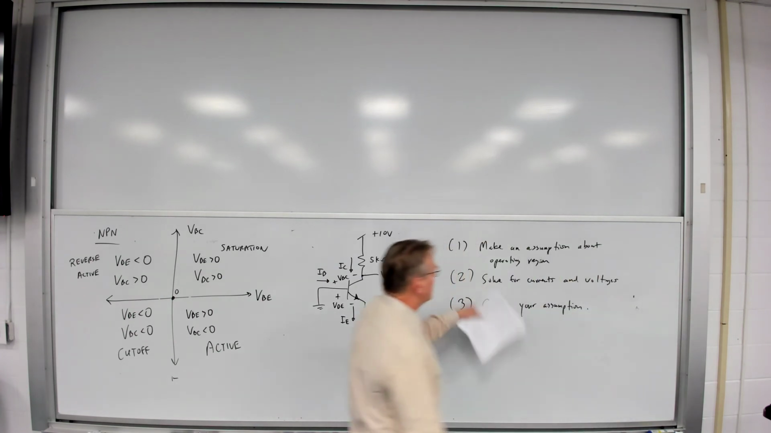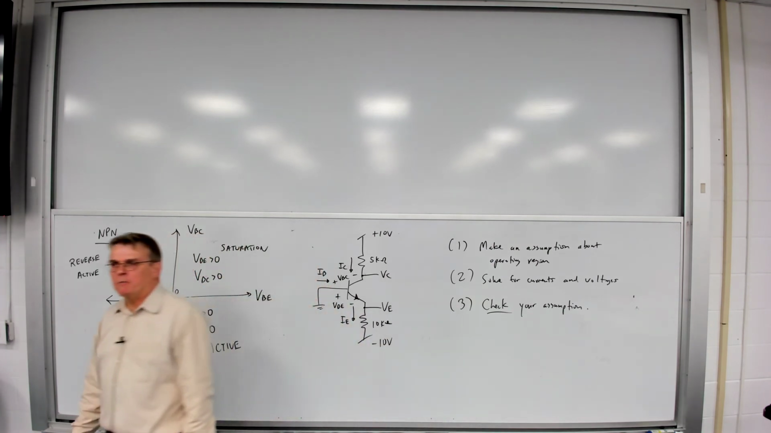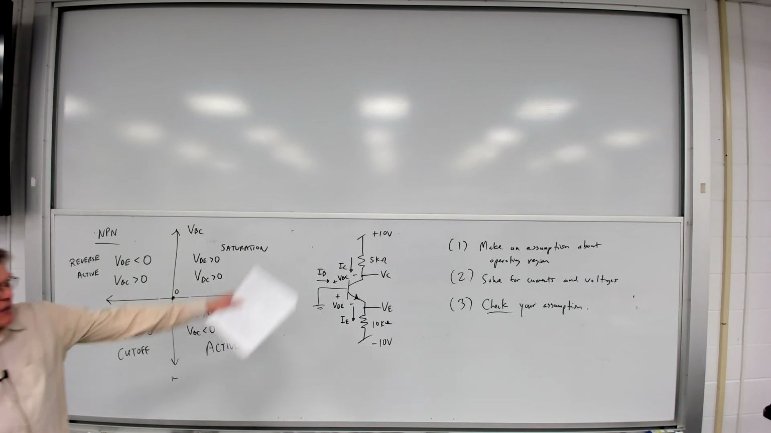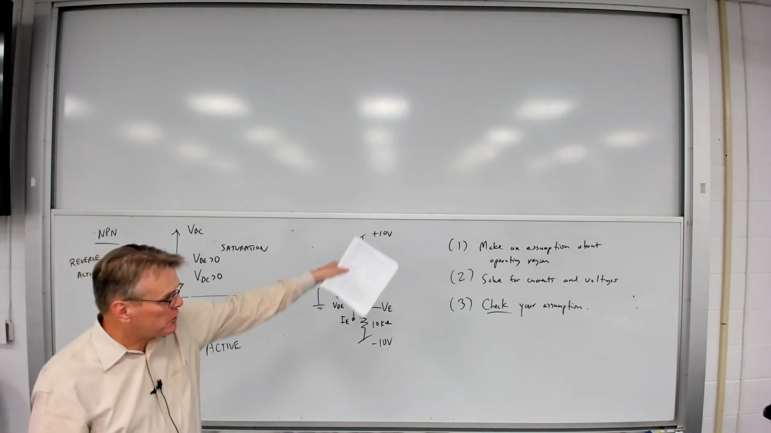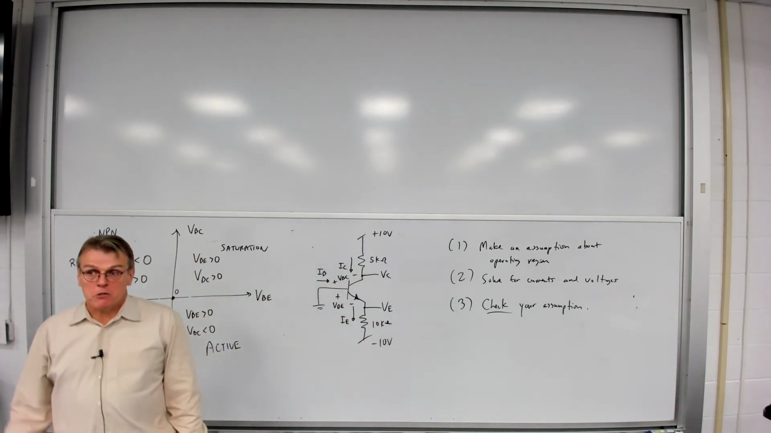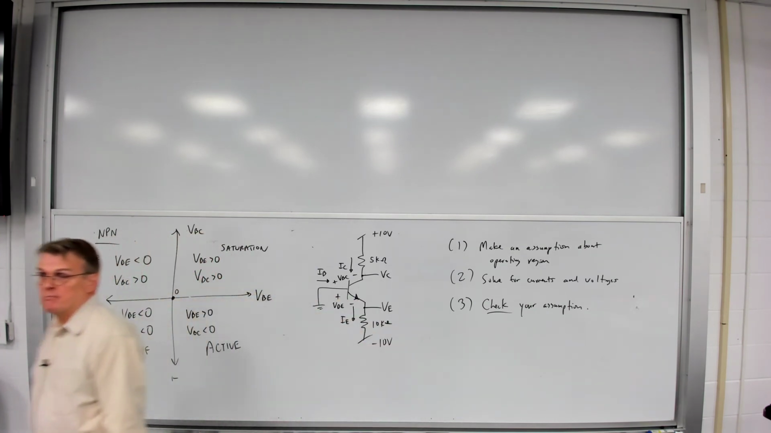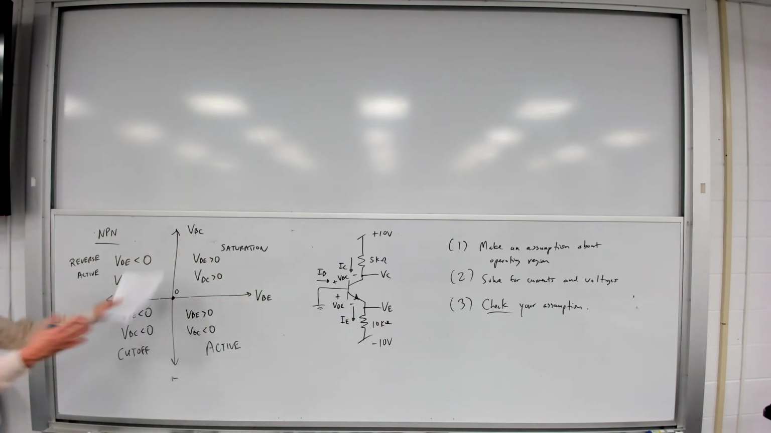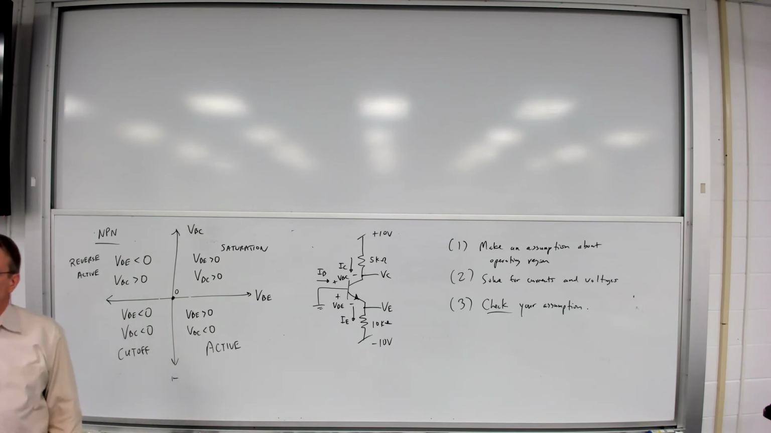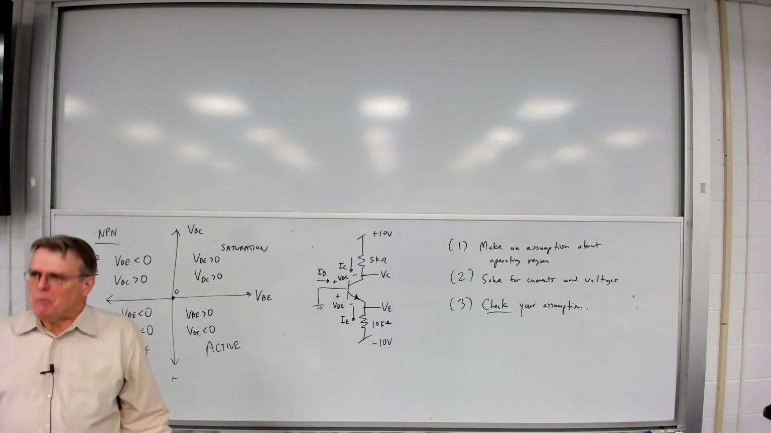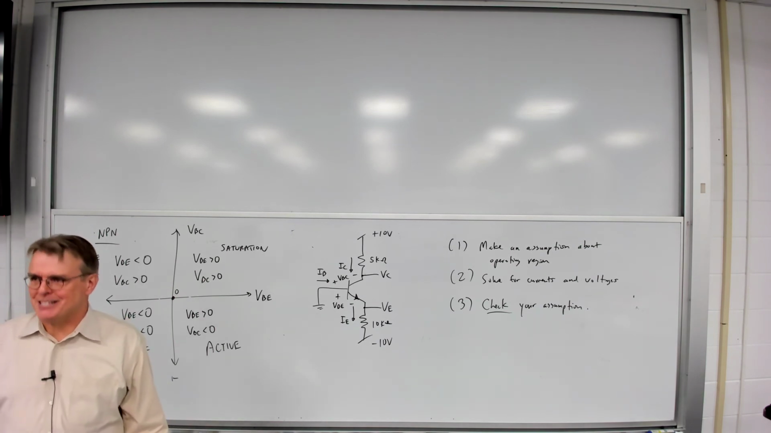Our procedure for all the transistor circuits we're going to be doing from now on is exactly the procedure we saw with diodes and MOSFETs. Make an assumption about the operating region, solve for the currents and voltages based on that assumption, and then check your assumption. What is generally going to be a good place to start, assuming the transistor is on? What region would you start with? Active. And why active? Because that's normally what we want to make the transistor operate in, the active region.